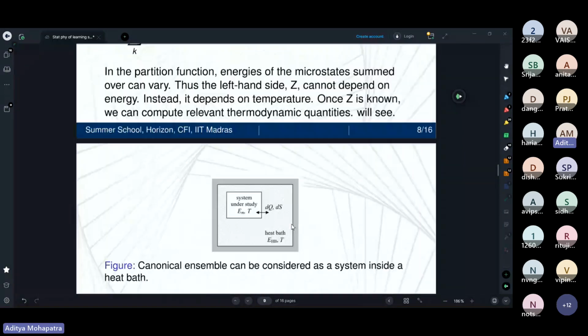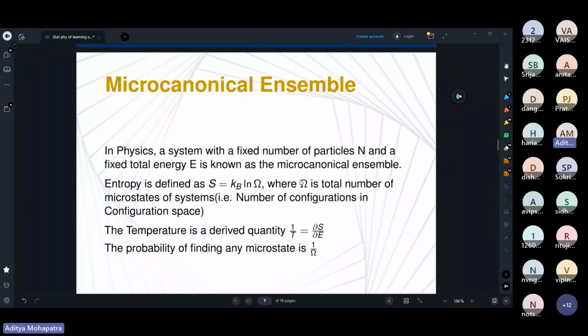So here, omega is the total number of microstates. Let's say this is the configuration space of the microcanonical ensemble. The total number of points in this is omega. So you choose one point. What is the probability of choosing this point? Can anyone tell?